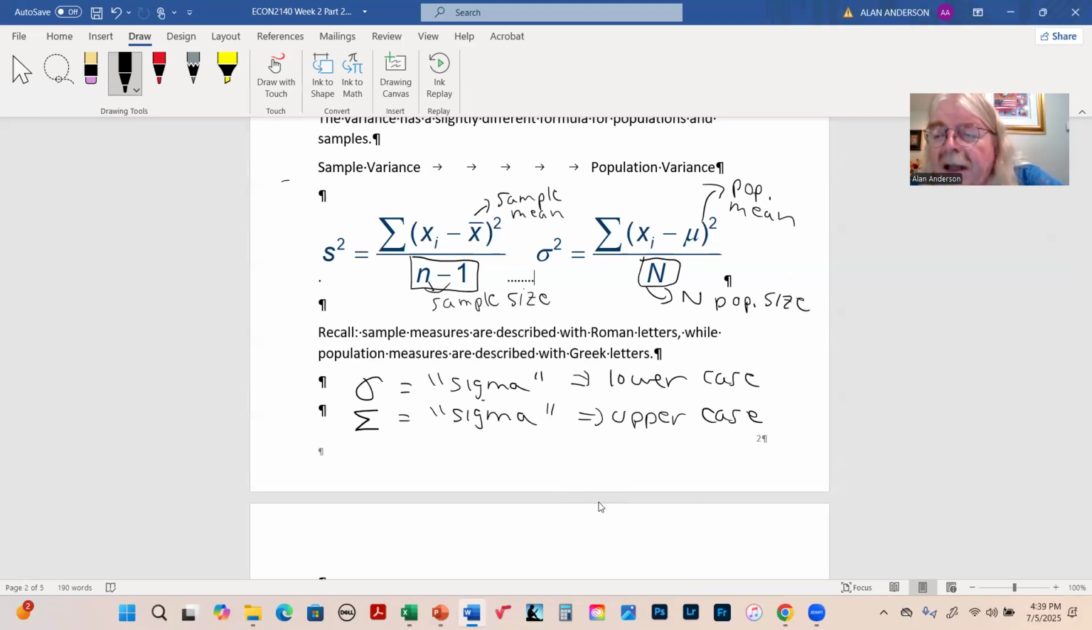So in one case, you're dividing by n, the full population size. In the other case, it's n minus 1, the sample size. That's the only difference, but it is an important difference. So it's important when you're working on problems like these that you make sure you know whether your data represent a sample or a population, because if not, you're likely to get it backwards and you'll get it wrong.